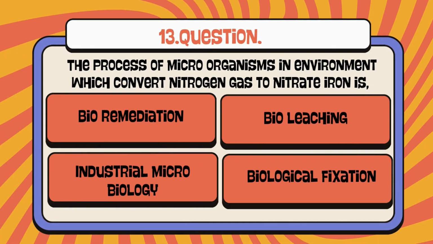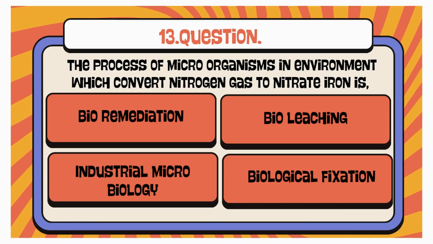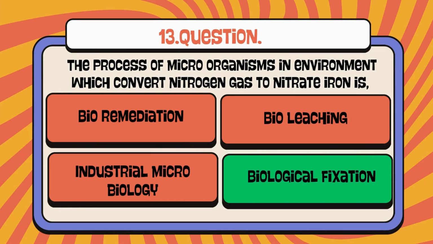Question: The process of microorganisms in the environment which converts nitrogen gas to nitrate ion is: bioremediation, bioleaching, industrial microbiology, biological fixation. Answer 4. Biological fixation.